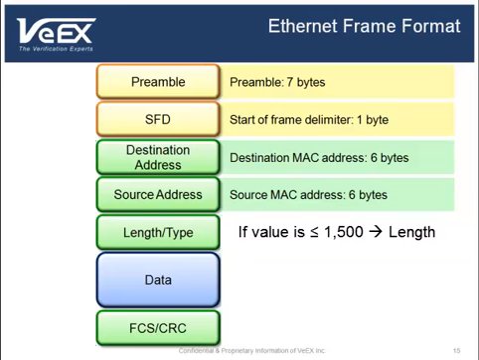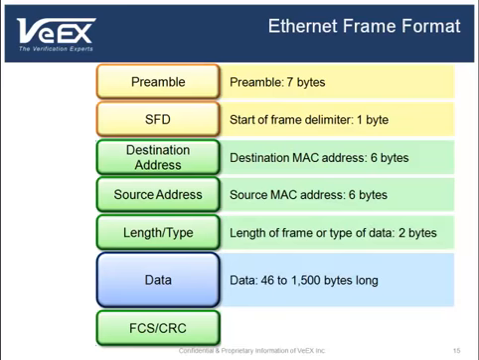If the value of this field is 1,500 or less, it will indicate the length of the data field in bytes. If the value is equal to or greater than 1,536, then the field is used to indicate the protocol carried in the payload, such as TCP, IP.